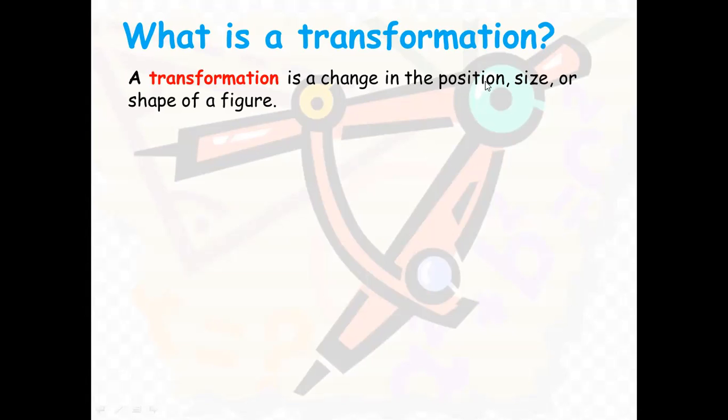So if there is any change in the position or in the size or in the shape of a figure, then we call it as transformation, that the figure has transformed, the figure has changed. So any of this, if the figure has changed its position, means the place or the size or the shape, then we call it as a transformation.